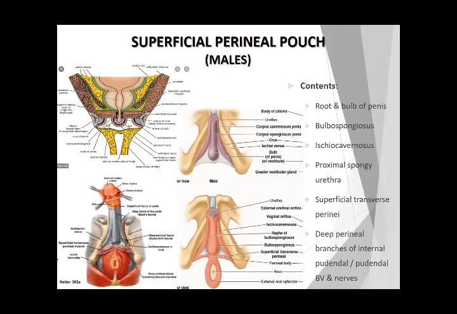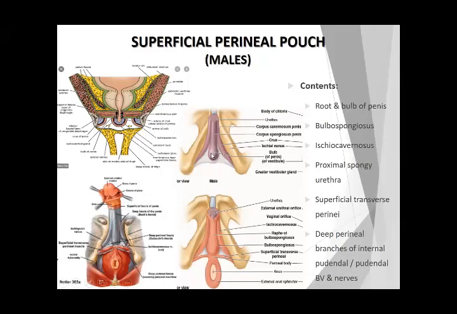Now, we are studying this space. Why is it so important? First, let's see the contents of the space, and then you will know the importance of the space as well. Let's do the contents in males first. In the males, it is the root of the penis, which is attached to the undersurface of the perineal membrane, which is this gray structure.